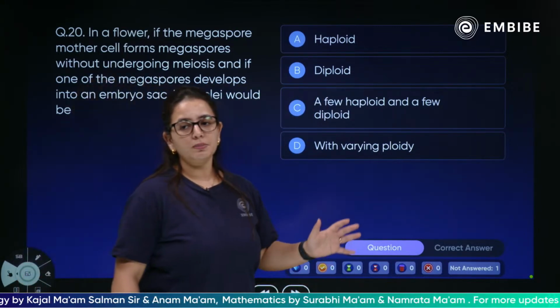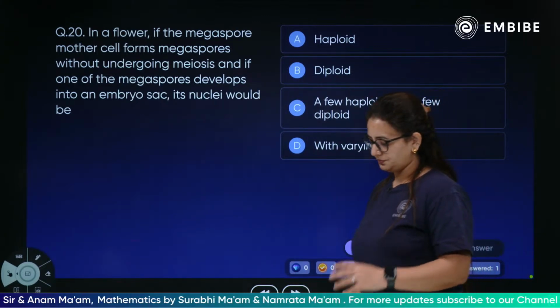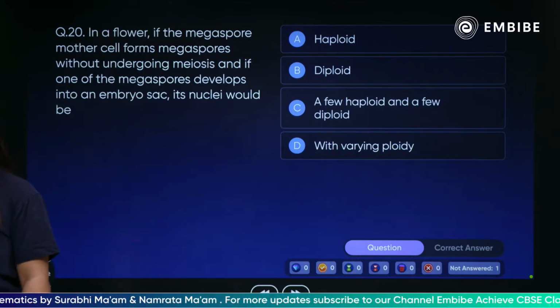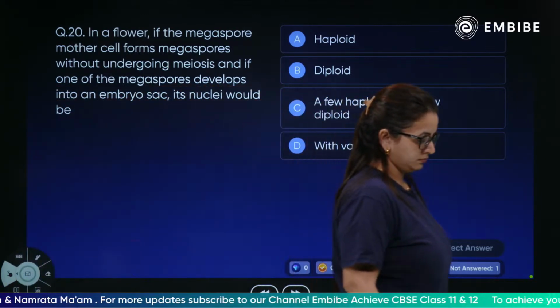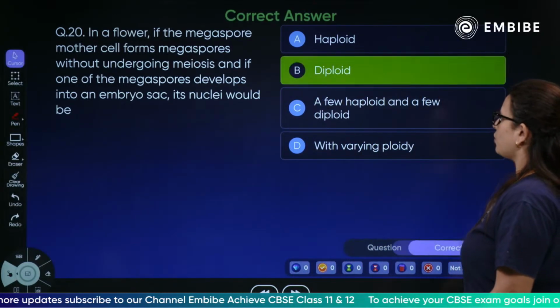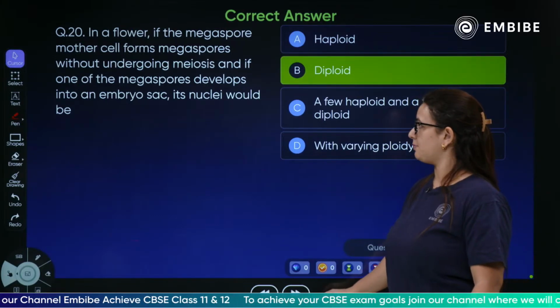Haploid, diploid, few diploid and a few haploid, or haploid with varying ploidy. Very simple. It has not undergone division, so it has to be diploid because the megaspore mother cell is diploid.